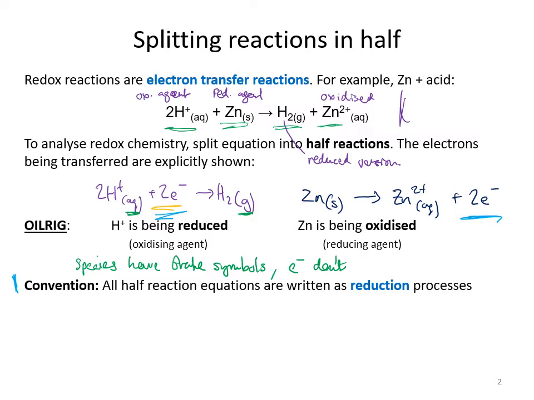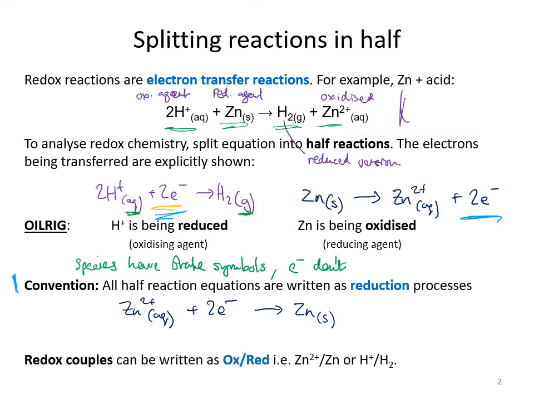So in this case, instead of writing the one we've got, we need to write it as Zn2 plus plus 2e minus goes to Zn, and put a solid in there. Again, no state symbols on the electron, state symbols on the species. That's just a convention, and you'll see why we do that a bit later in the screencast, but actually far more when we start making predictions with these. You'll see why we write them as reduction processes.